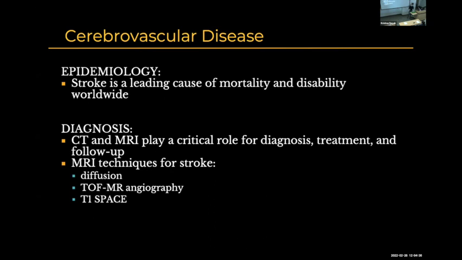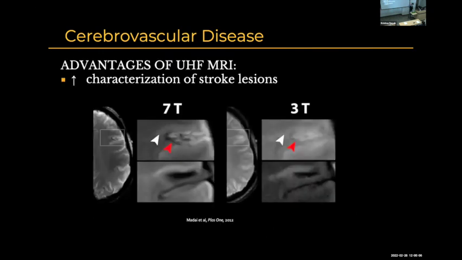In fact, they allow you to better define the area of the stroke lesions, and therefore to define the type of treatment that you want to prescribe to the patients based on this data. The most commonly used MRI techniques for stroke are diffusion, MR angiography, and recently also T1 SPACE is going to play, is playing a role in the depiction of the smaller arteries.